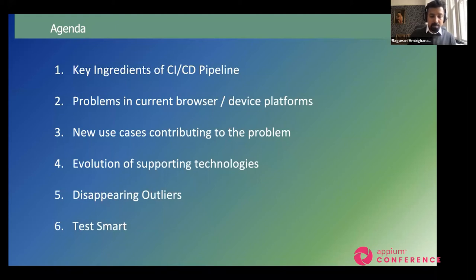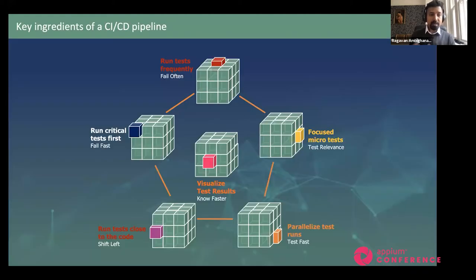So let's go into that topic. The first one is the key ingredients of a CI/CD pipeline. Any CI/CD pipeline, these are the six components that we want to achieve.